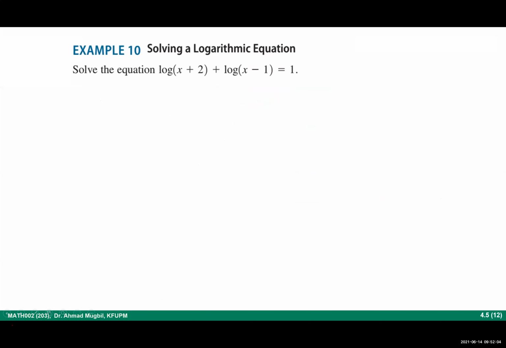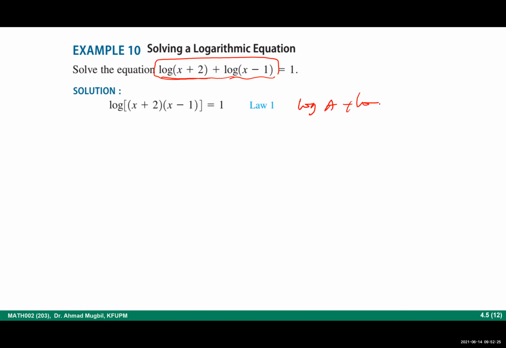Now let's take another example with two logarithmic expressions. Again, before doing anything, you should combine these two logs. So the first step is to use law number 1, which says that log A plus log B equals log AB, log of A times B. So here the base is 10.